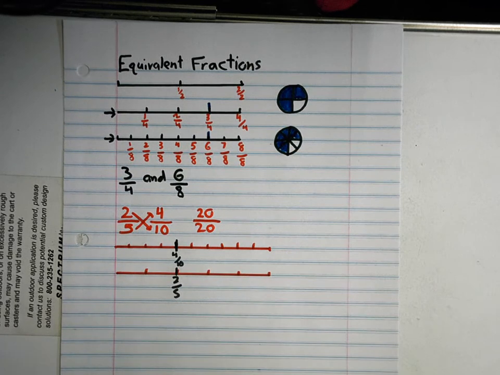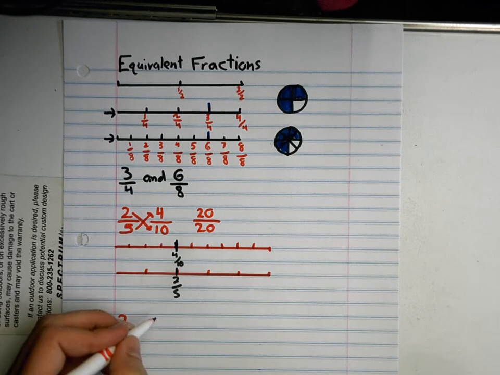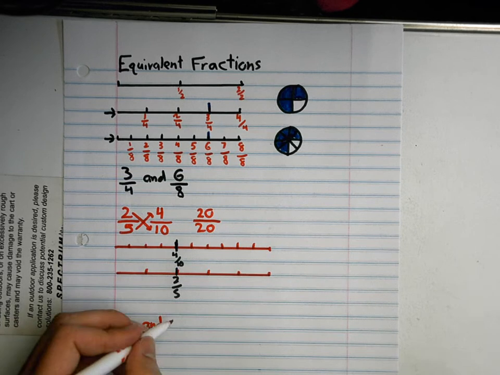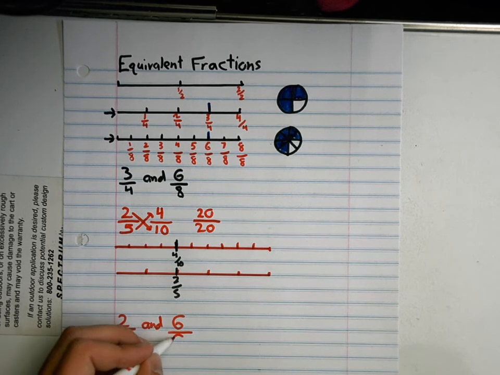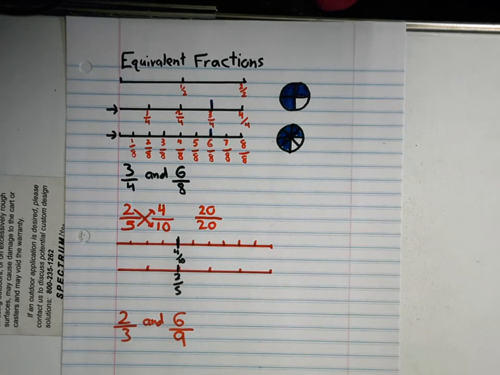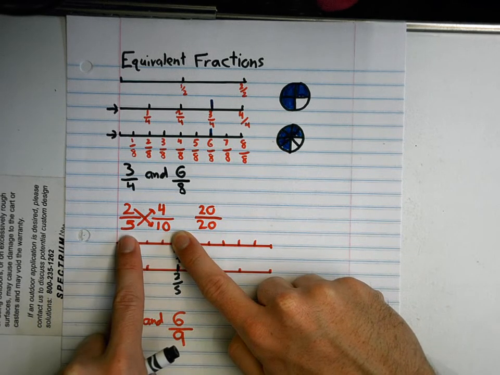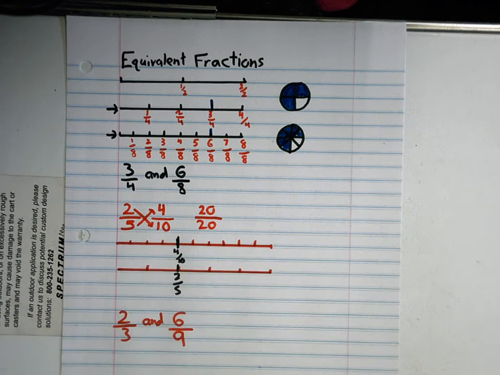Let's try one that looks a little messy. Let's go 2/3 and 6/9. See how with the other pair, I could just take my 5, double it, and get 10. Now I can just double this top one. That's easy. Look, they kind of fit. But this one, I can't necessarily. I can't just double this one to get this one.